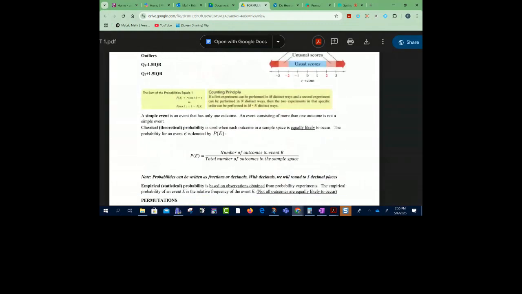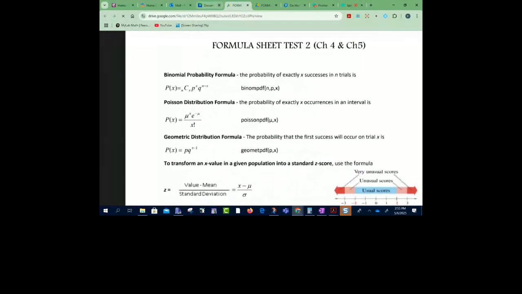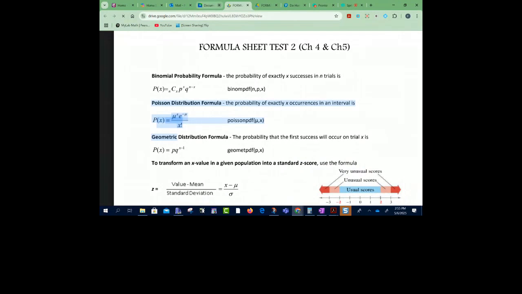Oh, you know what? I think it's on my formula sheet for test 2. Sorry. Here we go. Here's my binomial formulas, y'all.